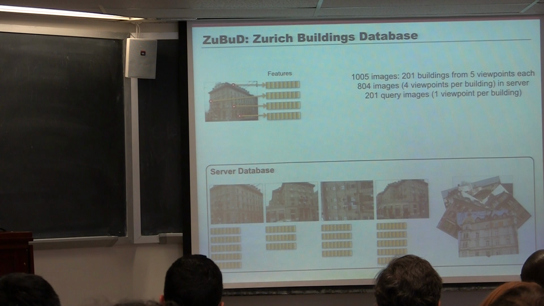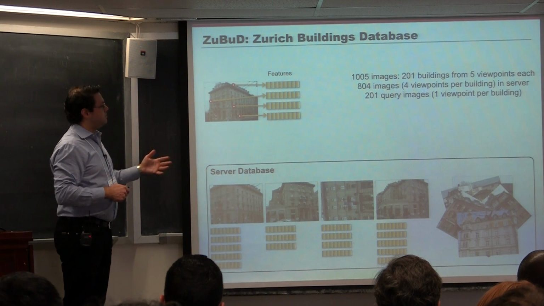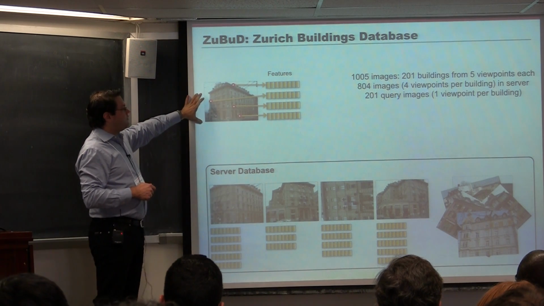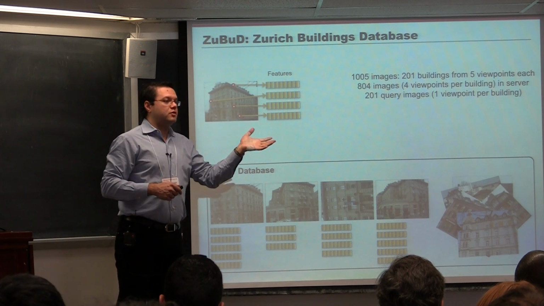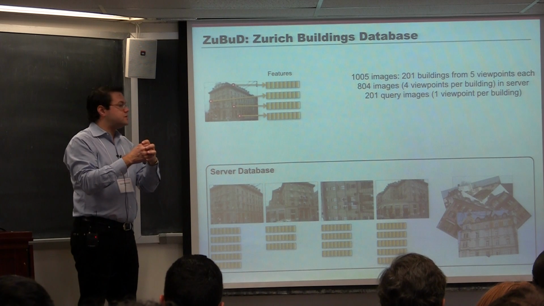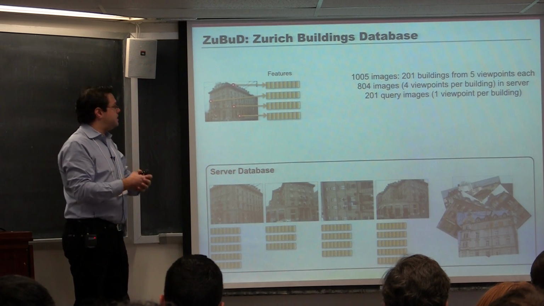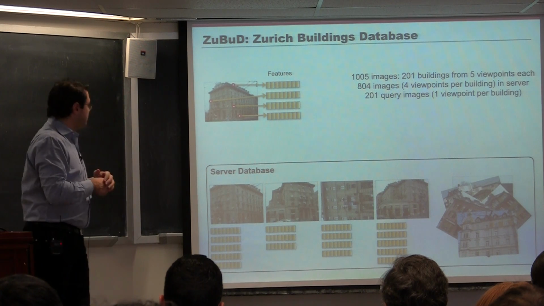Another experiment we did is in the Zurich buildings database. This is another database commonly used in image retrieval. It's 1,005 images, so there are 201 buildings, 5 viewpoints per building, and we used 4 pictures of the building as a database, and 1 picture of the building as a query image.